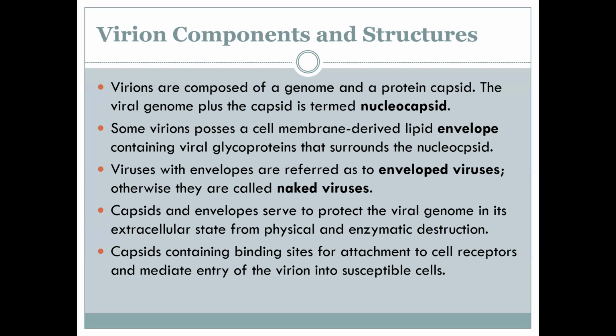Capsids contain binding sites for attachment to cell receptors and mediate entry of the virion into susceptible cells. Take note, guys, of the term cell receptors. Your virus cannot infect a certain cell if it does not have the cell receptors. It only means that your viruses are site-specific or cell-specific. Okay? Your hepatitis could be found in your body fluids, but it's only the hepatocytes that it can infect. Your hepatitis virus can travel to the brain, but it's just the hepatocytes which they can damage.